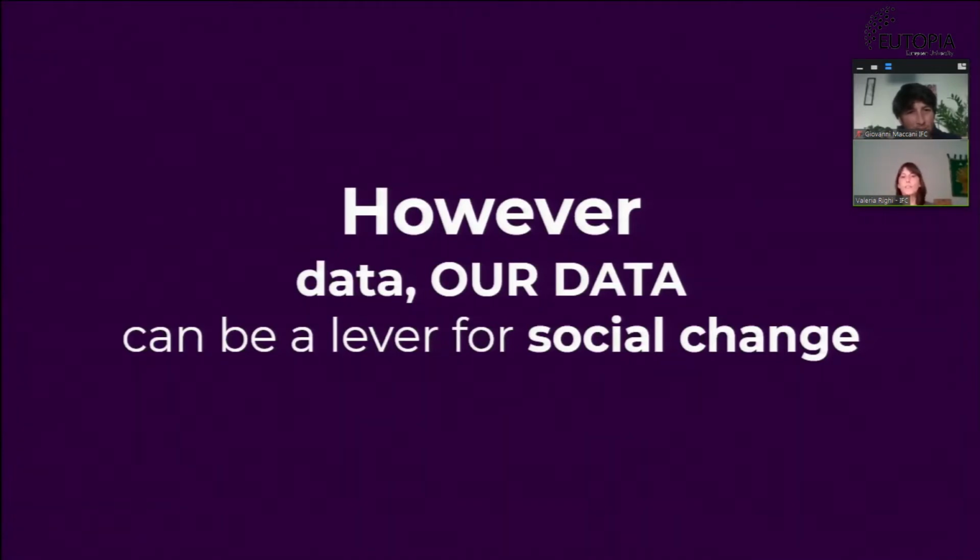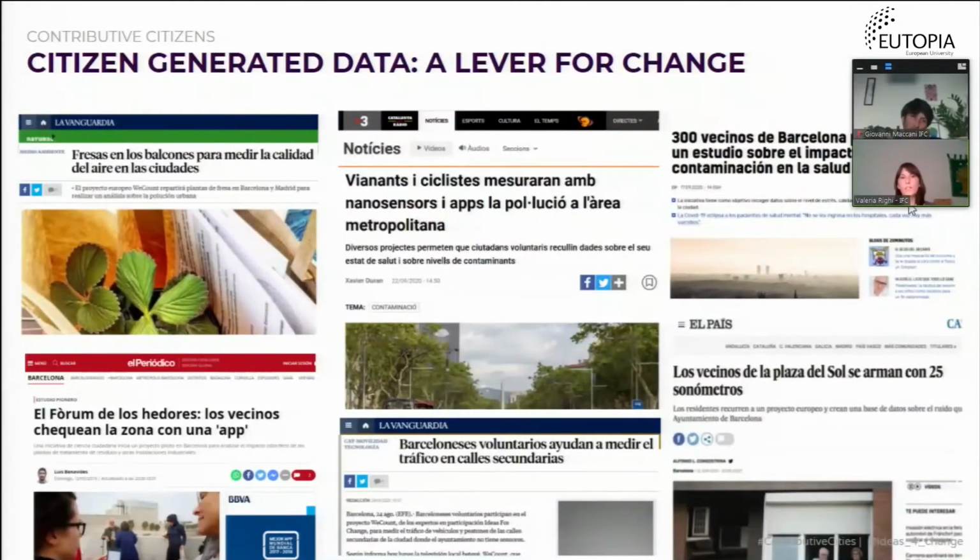However, despite these scenarios of dystopia, data can function as a lever of social change. Even if they are still the minority, newspapers increasingly report stories of citizens that come together to find solutions to problems that affect their lives. They collect the data and build evidence to inform better policies and improve their communities. These are known as citizen-generated data. And this type of data generally has three main functions.